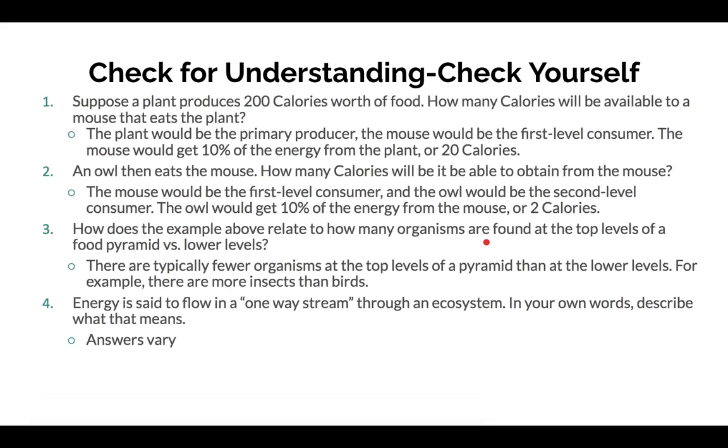Okay, number 3, how does the example above relate to how many organisms are found at the top levels of a food pyramid versus the lower levels? So typically there are fewer organisms at the top level of the pyramid than at lower levels. So a very broad example would be there's always more insects than birds. And then last, energy is said to flow in a one-way stream through an ecosystem. In your own words, describe what this means. So again, many correct answers here. Answers are going to vary, but energy flows one way, matter is recycled.